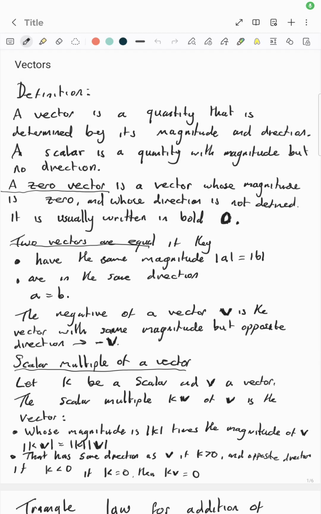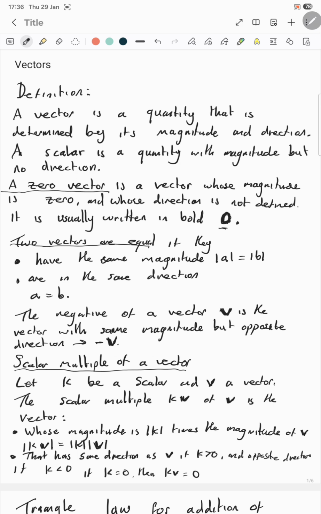Vectors. We're starting with a definition. A vector is a quantity that is determined by its magnitude and direction, whereas a scalar is a quantity with magnitude but no direction. Now, a zero vector is a vector whose magnitude is 0 and whose direction is not defined. It is usually written in bold as the 0.